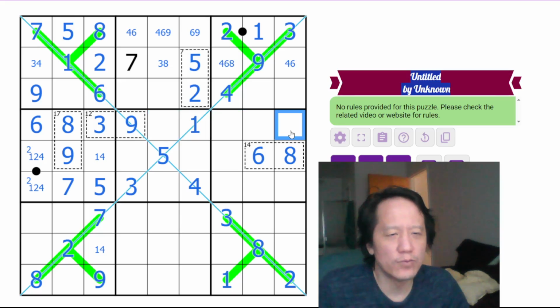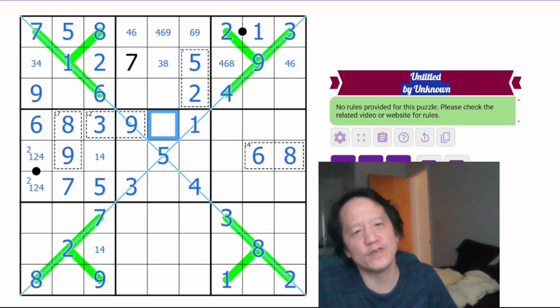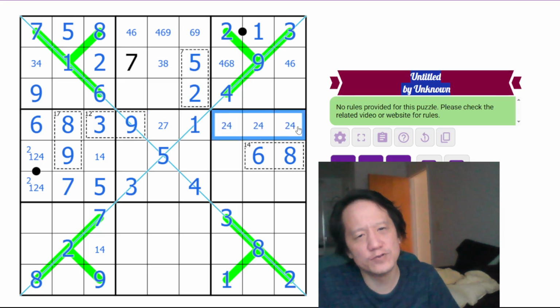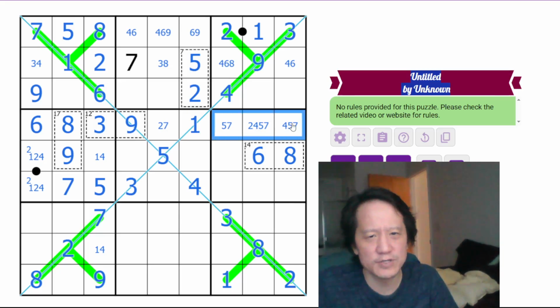Row 4, we have the digits 2, 4, 5, and 7 remaining. This can't be 4 or 5, so this is 2 and 7. We have 2, 4, 5, 7 here. This can't be 2 or 4. This can't be 2. And the rest seems okay.